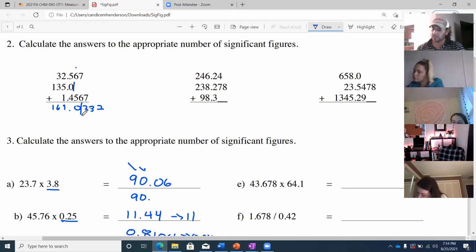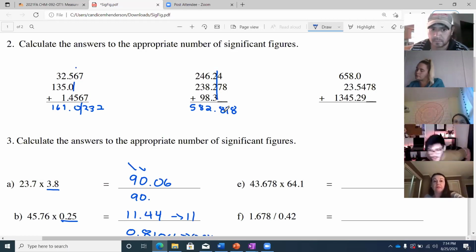Right, this next one, we got 582.818. Now we are going to cut off right at the tens place again, the 10th place again. So we'll cut off here. The 1 tells the 8 to stay. So 582.8.